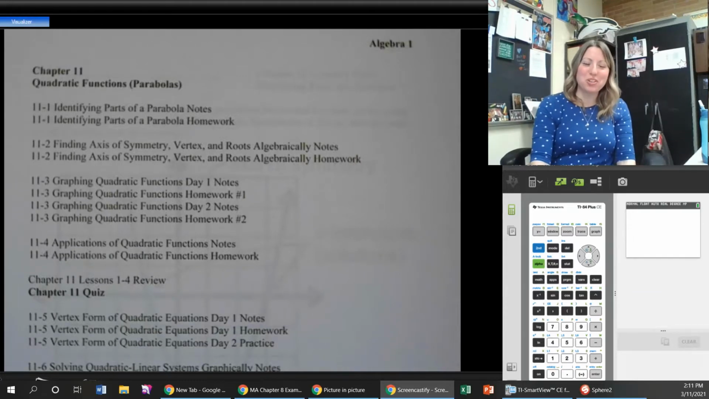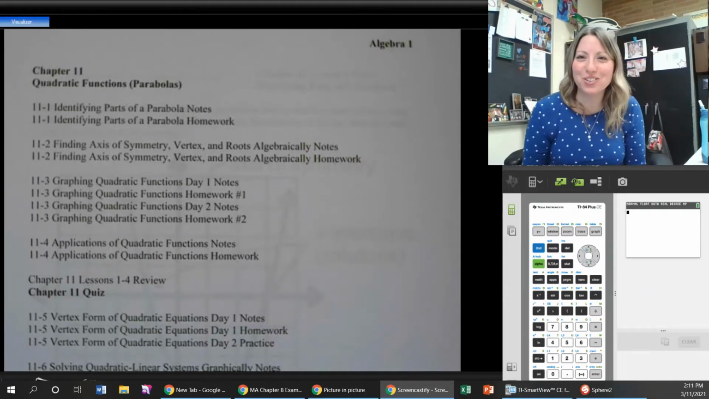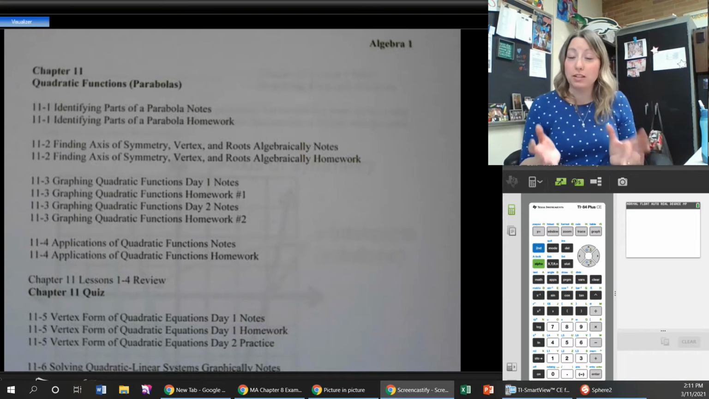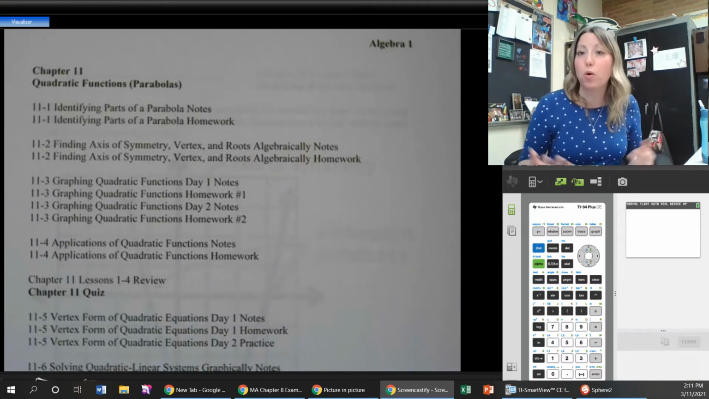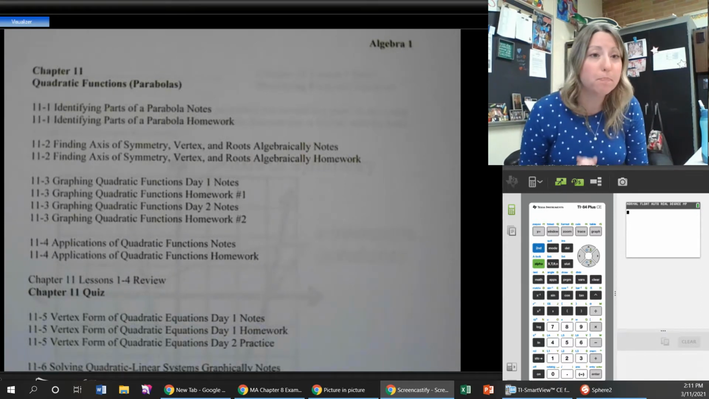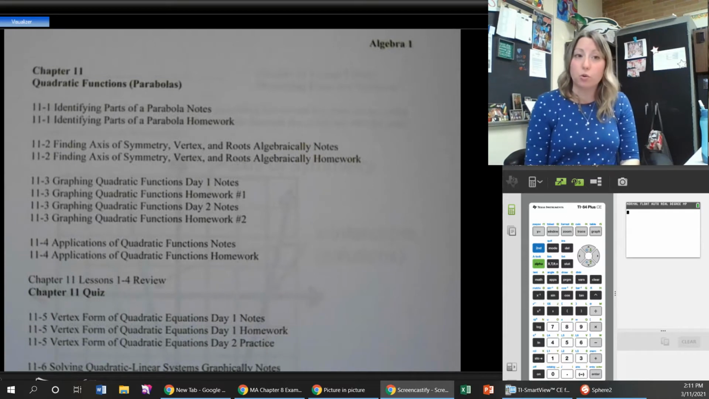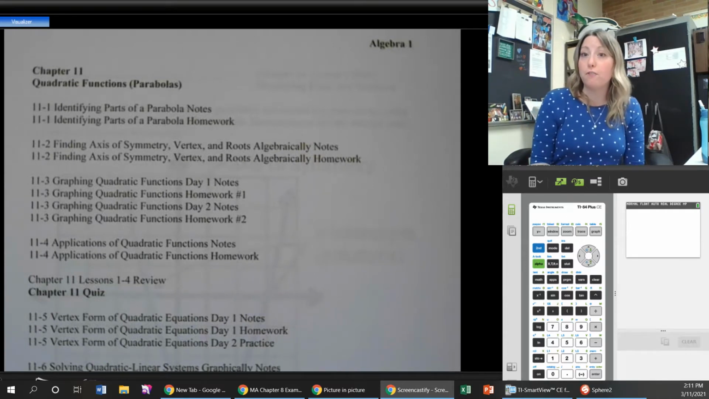Algebra. Welcome to your Chapter 11 Lesson 1 notes. Before I dive into Lesson 1, I just want to go over what Chapter 11 is going to cover. So, Chapter 11 is going to deal with quadratic functions.